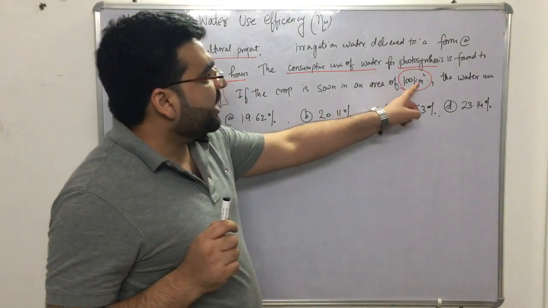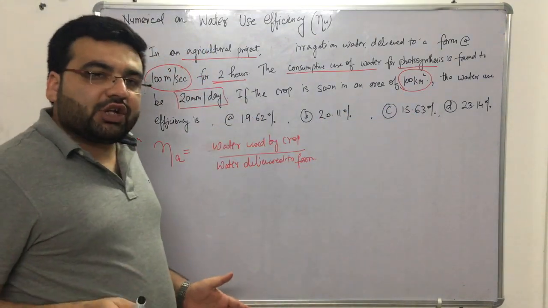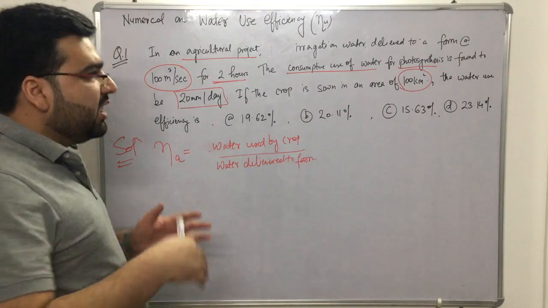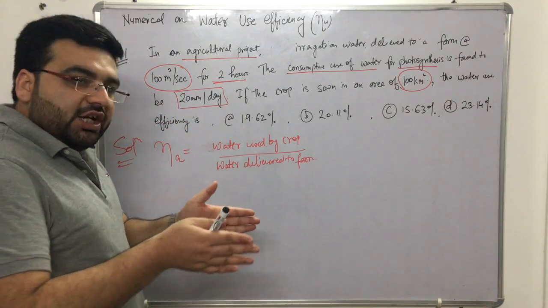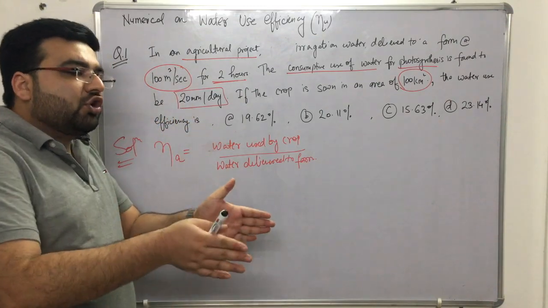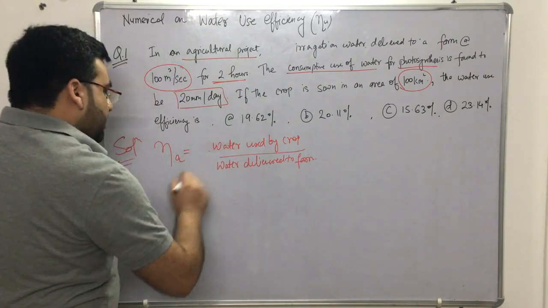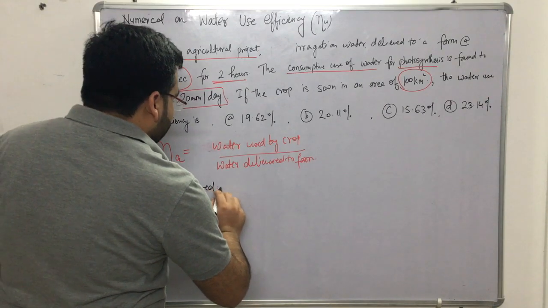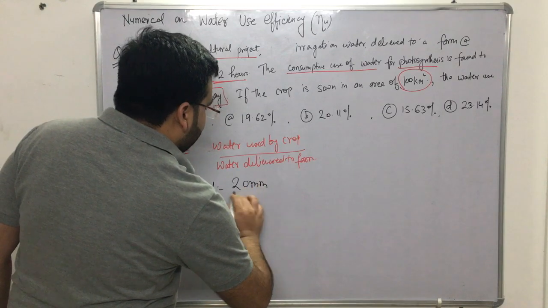And the area is also given to us, that is 100 km square, but the spacing of crops is not given to you. So we will assume that throughout the particular area, the density of the crop is very high, so that the distance between two crops is almost negligible. So we will assume that. Now water used, that is 20 mm per day.